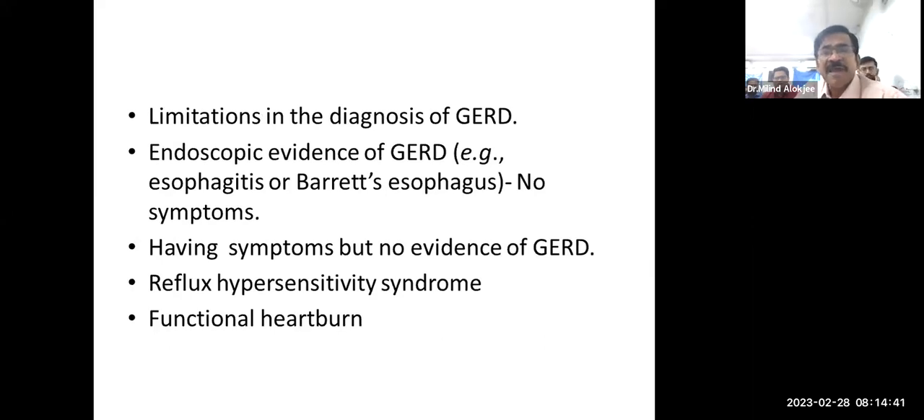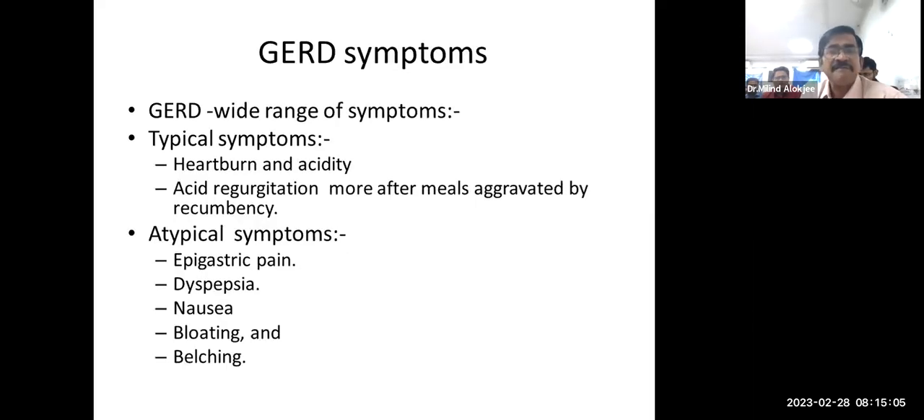So there are some limitations in the diagnosis of GERD. You may find endoscopic evidence of GERD in the form of esophagitis or Barrett's esophagus, but the patient may have no symptoms. Patient may have symptoms of acid retention or heartburn, but on endoscopy, there is no evidence of reflux disease. So it can be a situation of reflux hypersensitivity syndrome or functional heartburn.